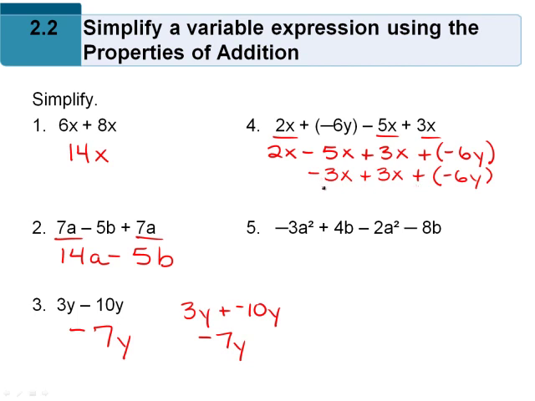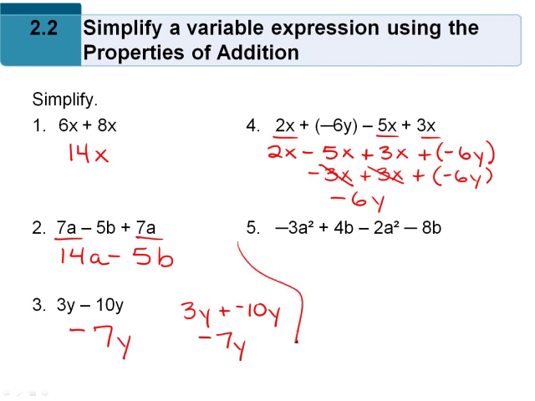Now, look at what we have here with the x's. Negative 3x plus 3x. Well, negative 3 plus 3 is 0. So your x's are completely gone because you have 0x. Well, 0 times x is still 0. So if you write an x in your answer, it's wrong. It's completely gone, so there are no x's, and you just have negative 6y as your final answer.